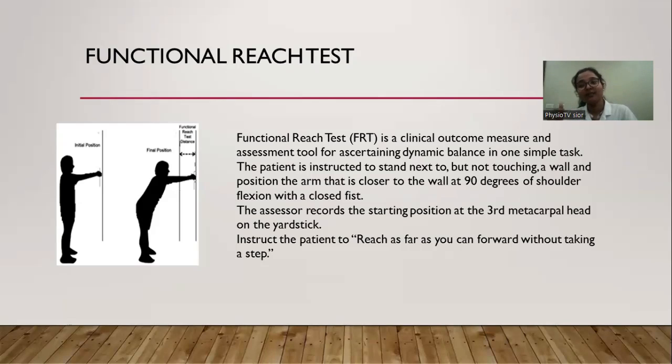Here we assess the distance from the initial to the final position. The difference between the two is noted or recorded by the examiner. The patient is instructed to stand next to, but not touching the wall, not using any support, and position the arm closer to the wall at 90 degrees of shoulder flexion. We assess the forward reach of the person, which is evaluated according to the normative reference values, which are different for each population. This scale has been validated in the pediatric population as well as adults, and can also be used in some neurologically impaired populations.